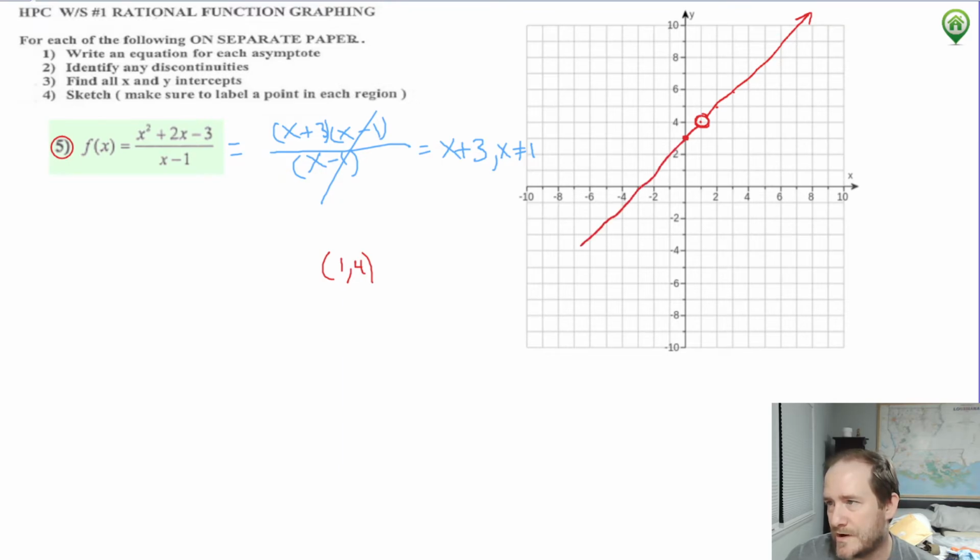Oh, my eyes are playing tricks. There it is. So this is the graph. It's literally just a line with a hole in it.